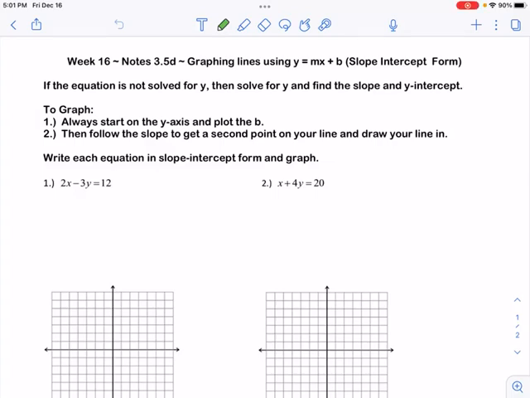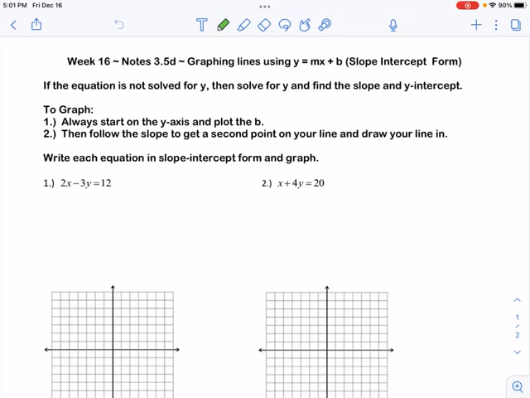Today, we're going to review how to graph a line and how to put it in the correct format, y equals mx plus b, which makes it easy to graph. If the equation is not solved for y, then we have to solve for y in order to find the slope and the y-intercept. To graph, just like we did last week, always start on the y-intercept and plot the b. Then follow the slope to get a second point on your line and draw your line in.